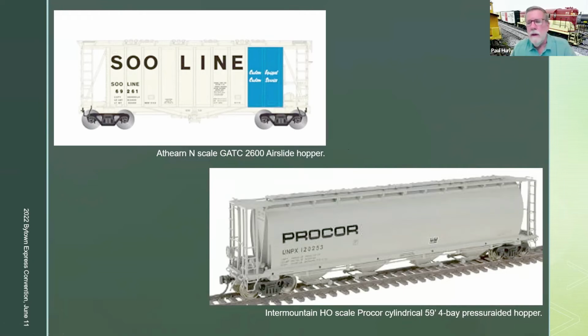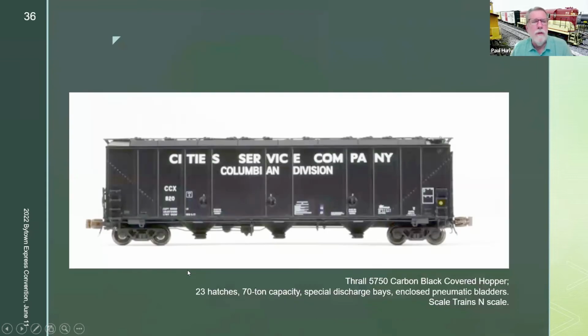So the innovators in the rail industry came up with cars like this, the Air Slide, which uses special internal compartments and air pressure, and the pressure-aided hopper cars with this piping that you'll see just along the bottom were developed to service those kinds of customers.